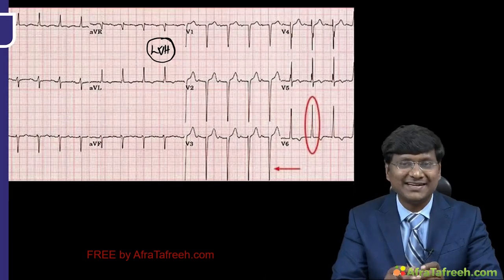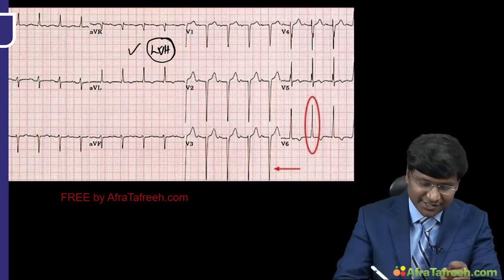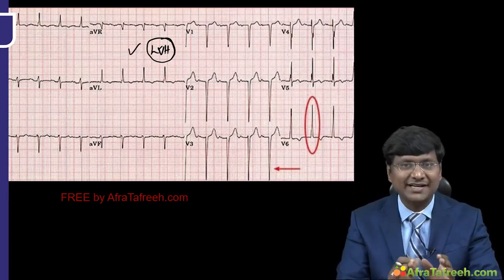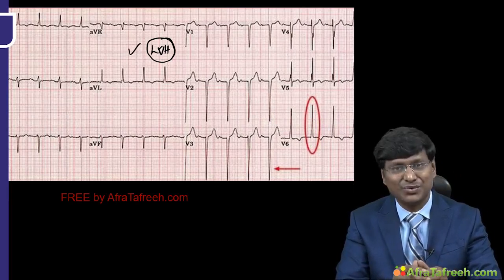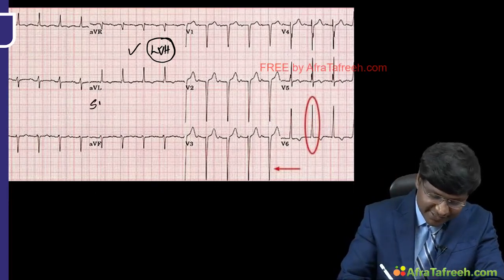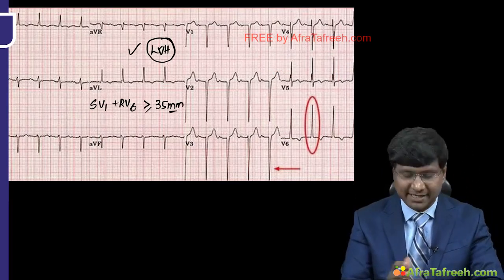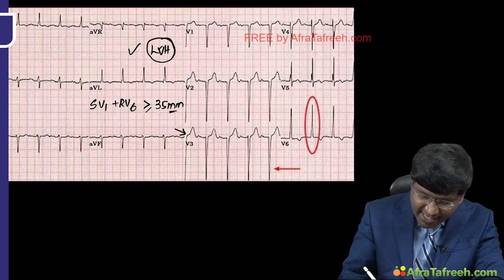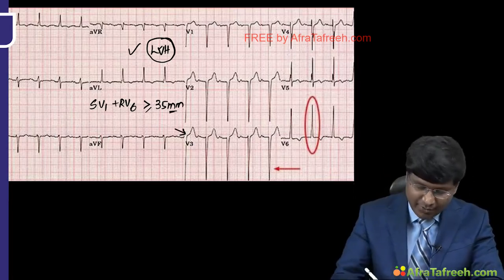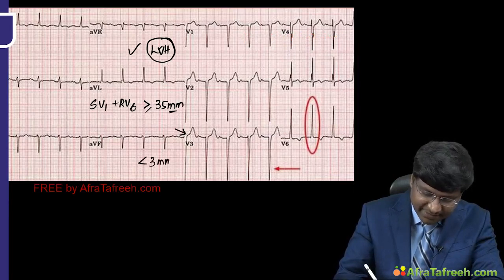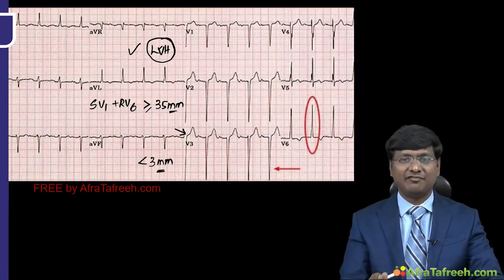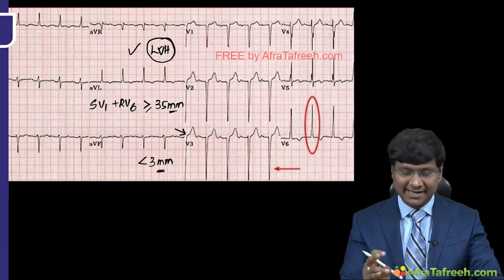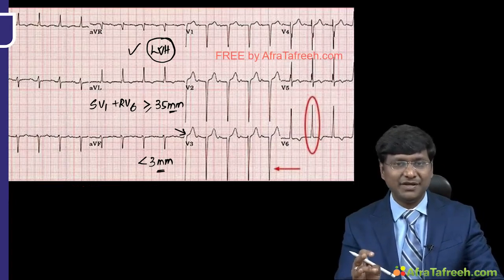Next, the other condition where you will have poor R wave progression is left ventricular hypertrophy. So what is the criteria for left ventricular hypertrophy? That is the Sokolow-Lyon criteria: SV1 plus RV6 should be more than or equal to 35 mm. That is a criteria for LVH, left ventricular hypertrophy. And you can see here that the R wave is very small in V3. And what is the amplitude? It is less than 3 mm. So that is also the criteria for poor R wave progression. So the conditions where you have poor R wave progression are old anterior wall MI, and next, patients with left ventricular hypertrophy, right?